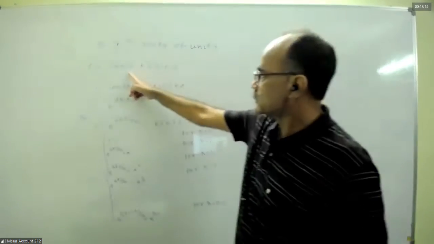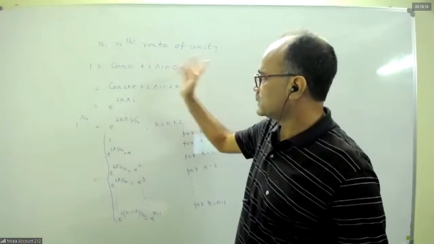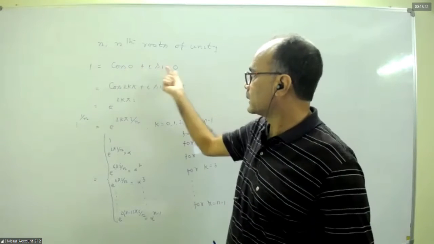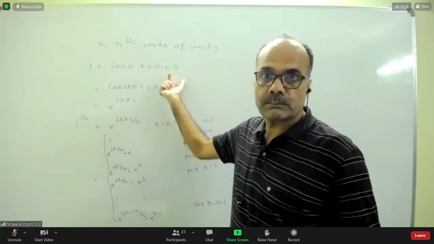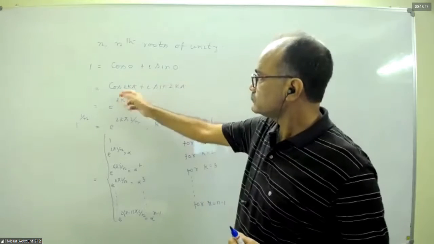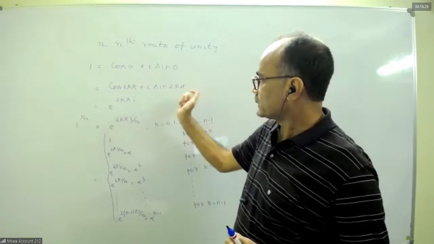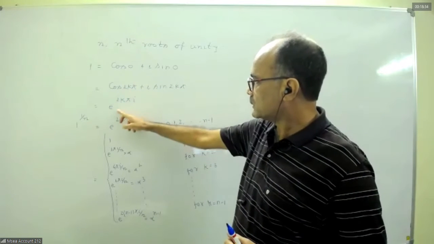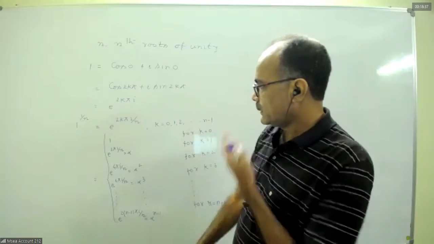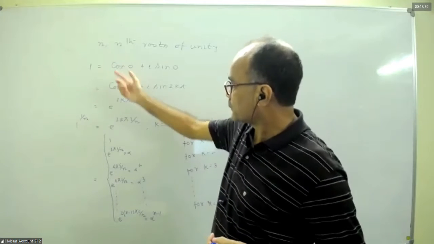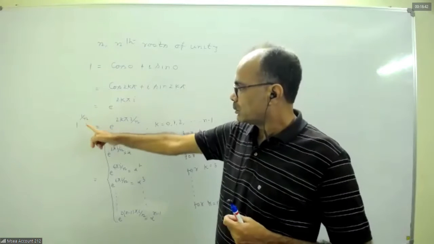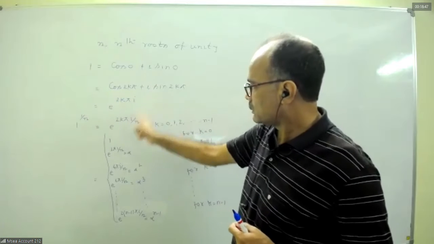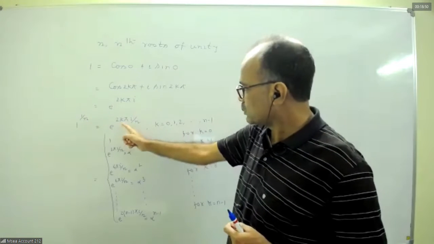See, 1 is cos 0 plus I sin 0, cos 0 is 1, sin 0 is 0. And if we add an integral multiple of 2 pi in any angle, the value remains the same. K is an integer: cos 2k pi plus I sin 2k pi. From Euler's formula, this equals e to the power 2k pi I. We want 1 to the power 1 by n, so 1 to the power 1 by n is e to the power 2k pi I by n.